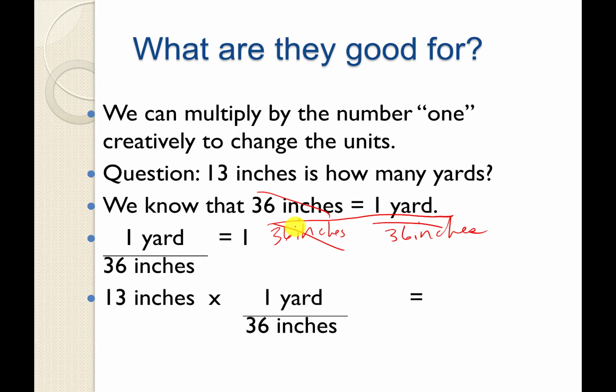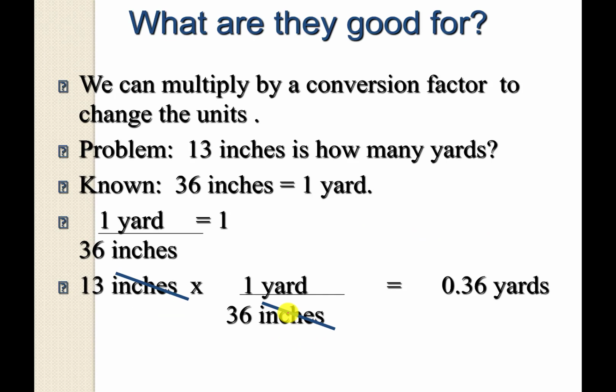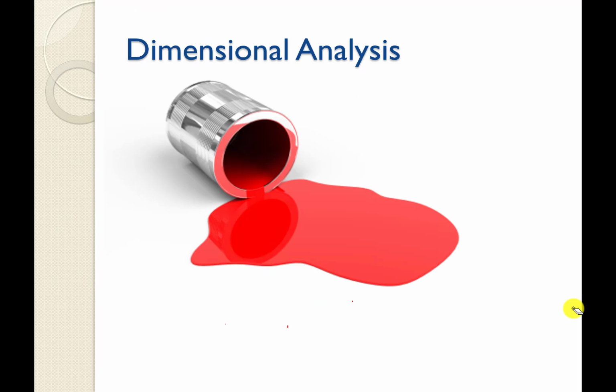Okay, then here's what we do. We start with what we're given, which was 13 inches. We multiply it by a conversion factor. And here's what's handy: if we've got inches on the top, that cancels out with inches on the bottom. And then we're left with yards, the only units we're left with. So that means our answer is going to be in yards. And all we do is we take 13 divided by 36 equals 0.36.